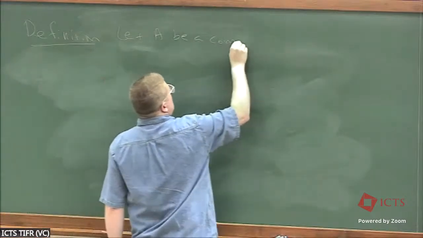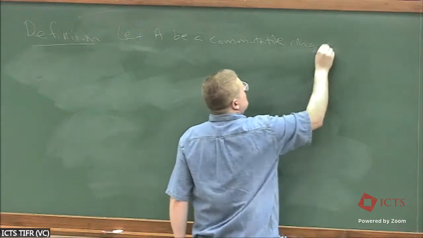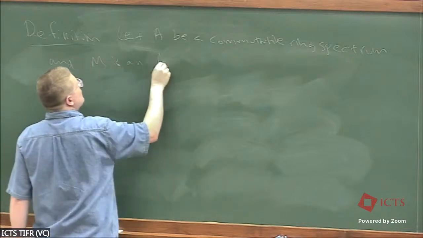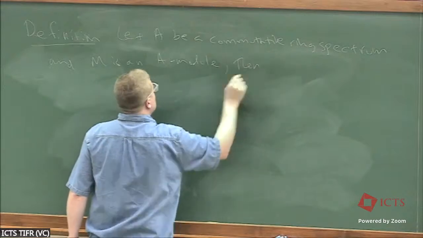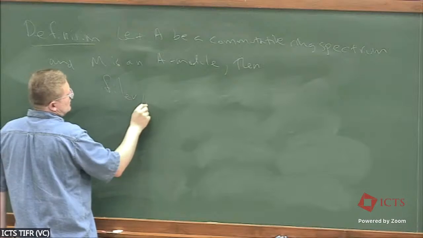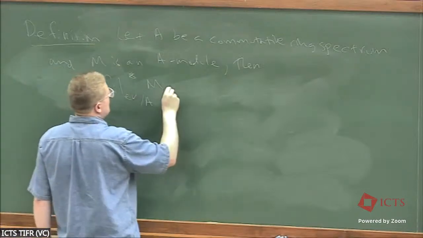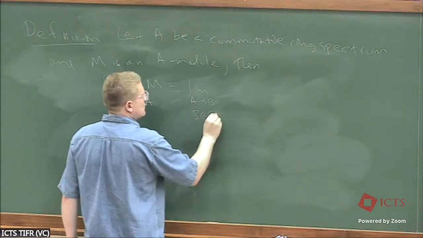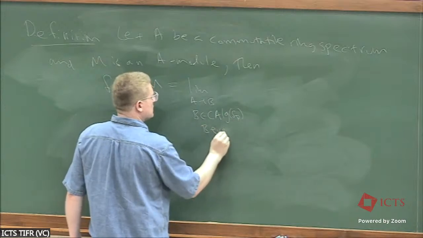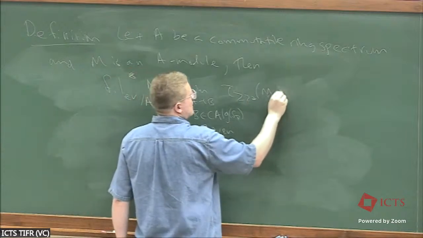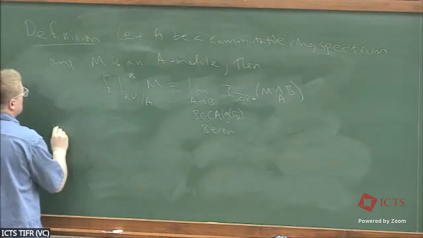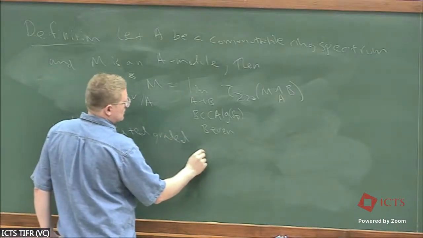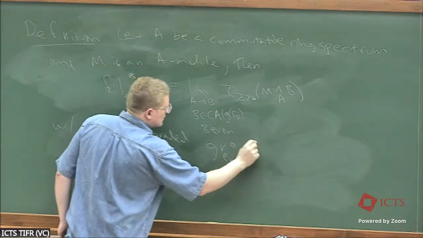A is a commutative ring spectrum, and M is an A module. Then we can define a filtration on M, which depends on A. And this is the limit over all maps from A to B, again, where B is a commutative ring spectrum, B is even. But now we apply this to M smashed over A with B. And then the associated graded is for Eve over A of M.